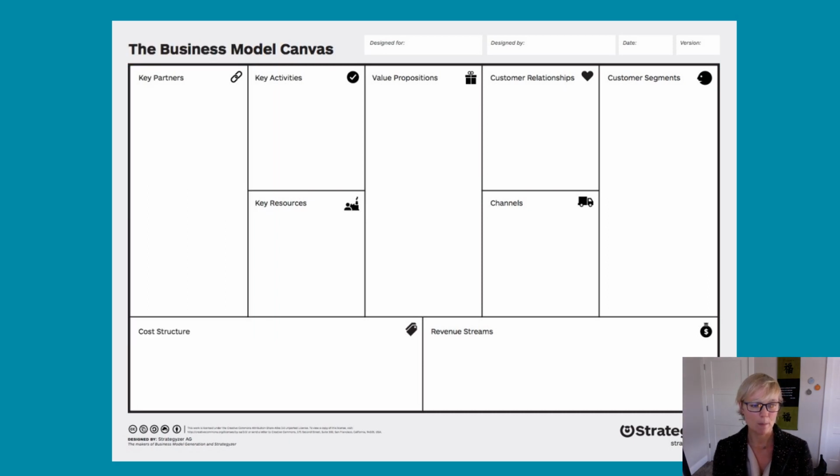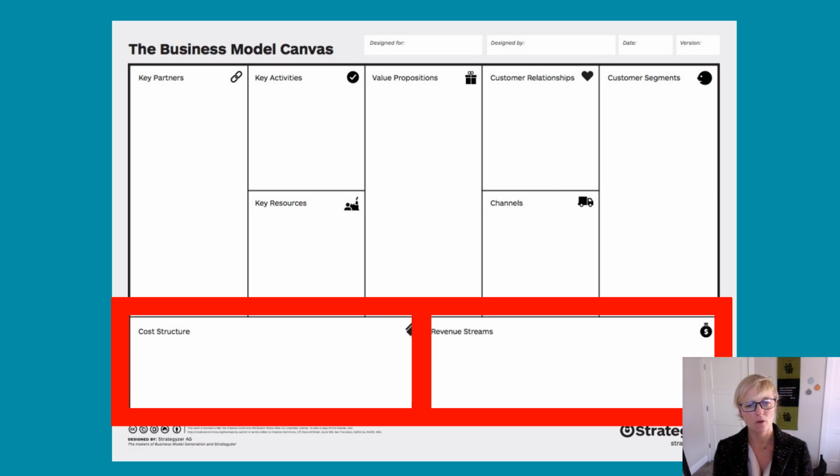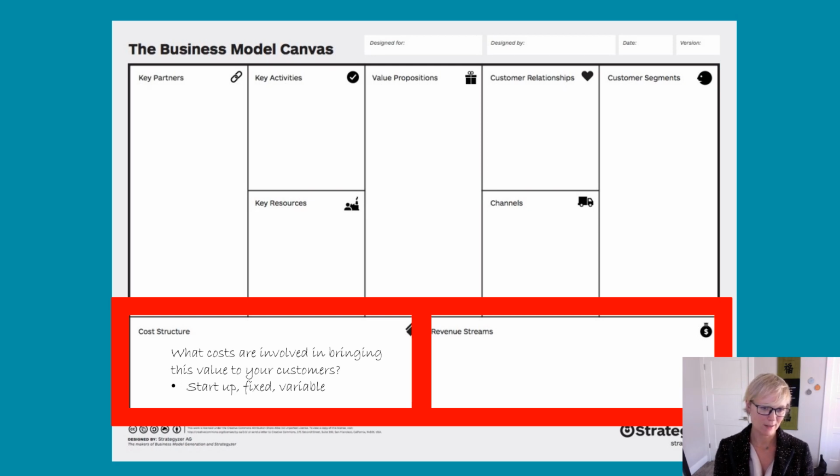And now we're going to move to the bottom two boxes and look at the dollars and cents associated with all of this. Over here on the left, you're going to be looking at your cost structure, and then over on the right, your revenue streams. Your cost structure is basically what costs are involved in bringing value to your customers. You'll have three main types of costs: startup costs, fixed costs, and variable costs.